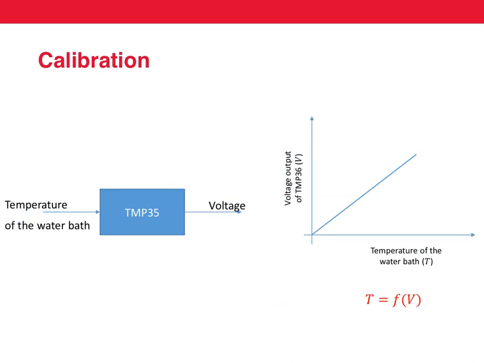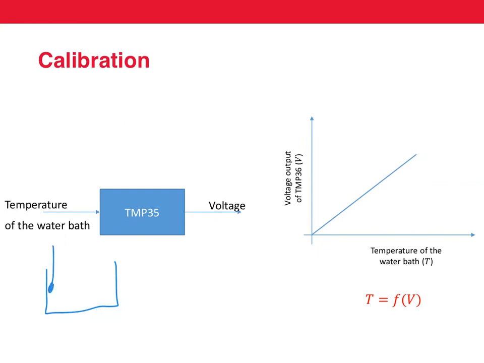Okay, so how do I do the calibration of the TMP35? Here's what I do. I take the temperature sensor, and what I want to do is give as an input a known temperature. How do I do that? One way would be to take a water bath with a thermometer in it.